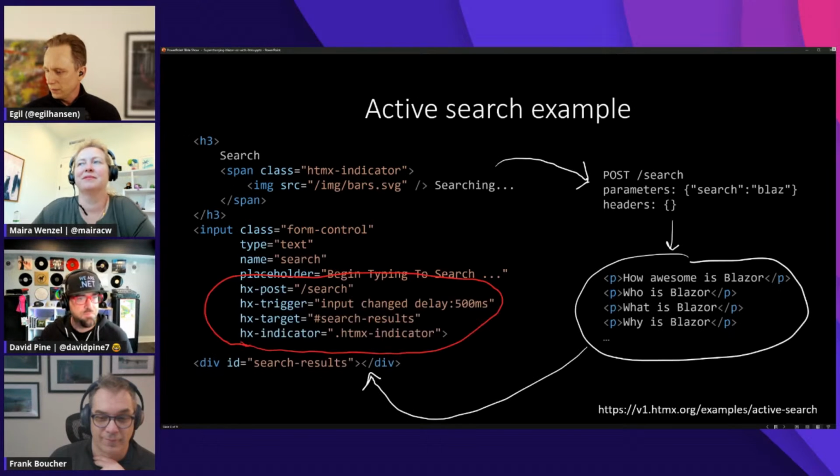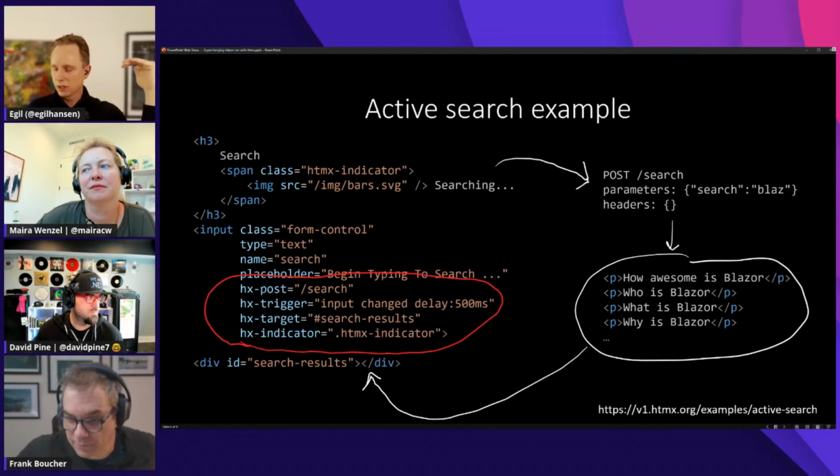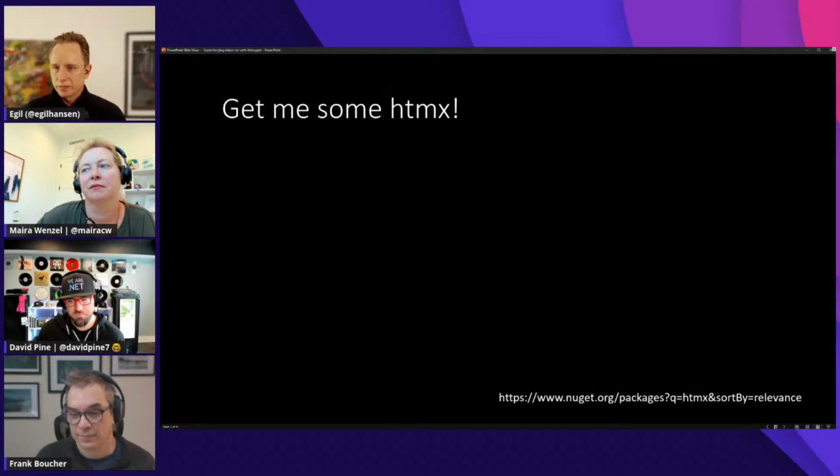By the way, if you want to see more examples, you can go to htmx.org and go under the examples. They have a bunch of different examples and use cases where they show off different ways of doing this. Now you might be wondering, when can I get some HTMX in my .NET applications?